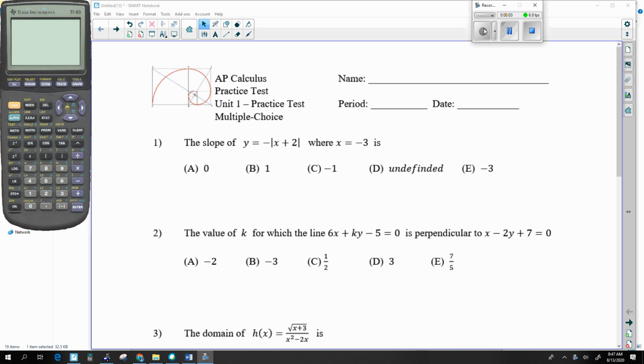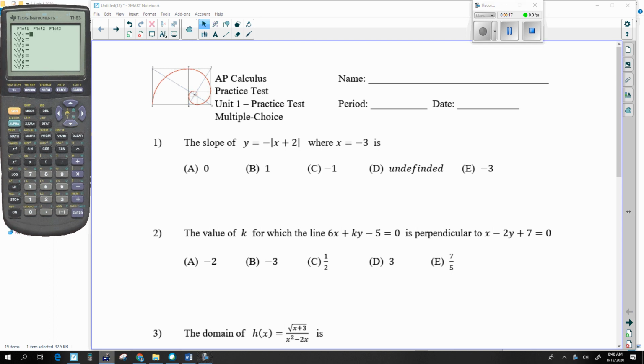Okay, welcome back, everybody. This is going to be our AP Calculus Unit 1 practice test. This is the multiple choice portion of the practice test. So I'm going to try not to use my calculator as much as I can. Some of it's calculator, some of it's not calculator on the actual test, but I'm going to try to shy away from the actual calculator as much as I can. Okay, anywho.